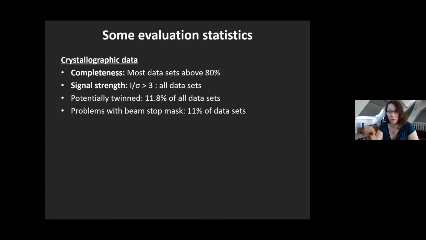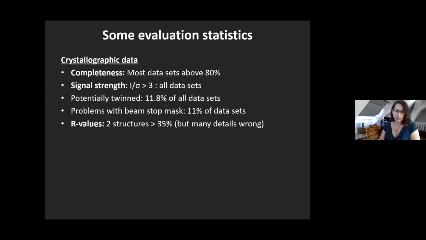I actually have a few more examples. If you delete the innermost 10 reflections, the structure solves, but not very well. And if you actually integrate the structure correctly, it becomes a lot better. Only 2 structures had really bad R values, meaning a very bad fit between model and data. But in many structures, details of the model were wrong. I'm going to address this in the next slide.